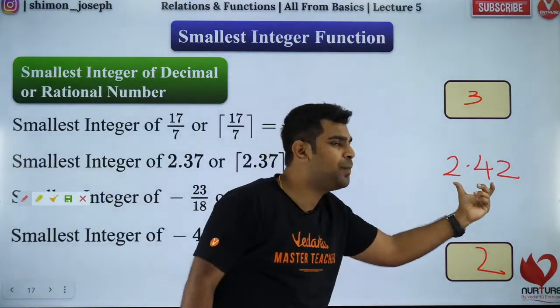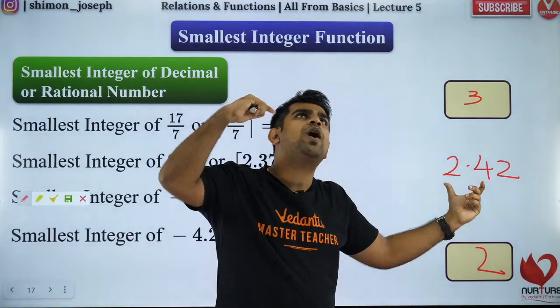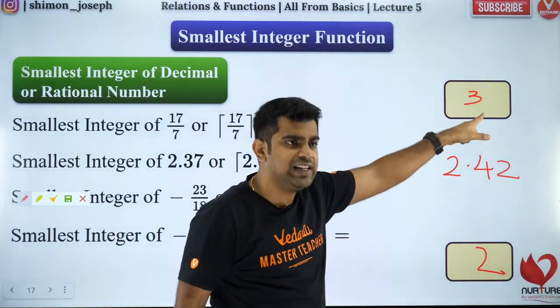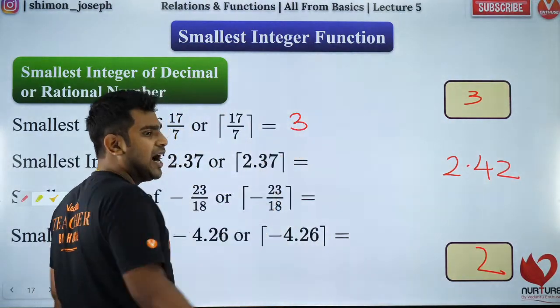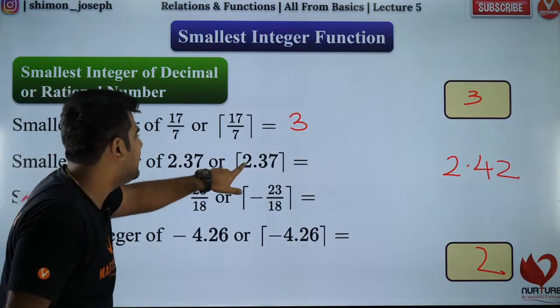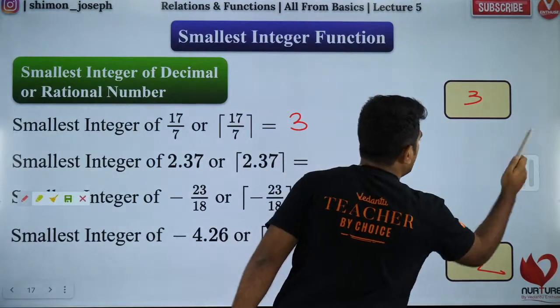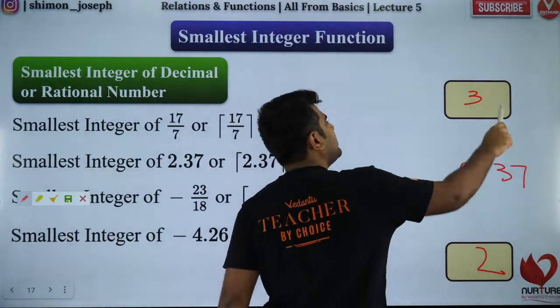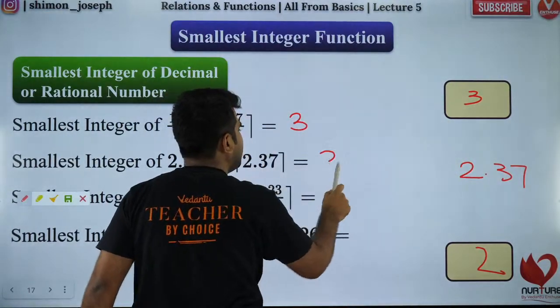So if you have a decimal point number, look above. What is the next number? The next number is 3, right? So that is going to be your answer. Are you all clear with it? Did you all like it? So similarly, 2.37. If I write 2.37 here, the next number is 3. So the ceiling will be 3 only again.